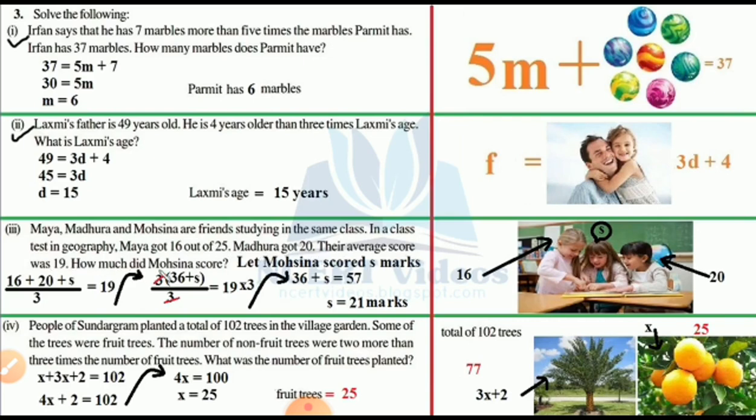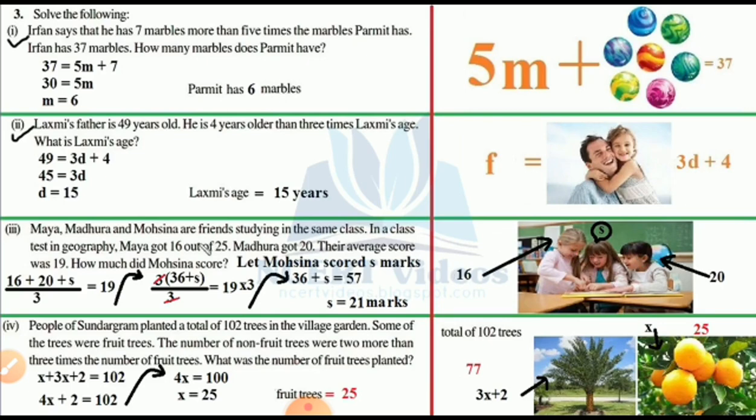Oh, very good question. Maya, Madhura and Mohsina are friends studying in the same class. In a class test in geography, Maya got 16 out of 25.